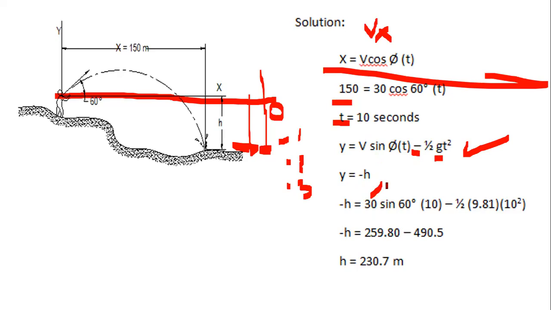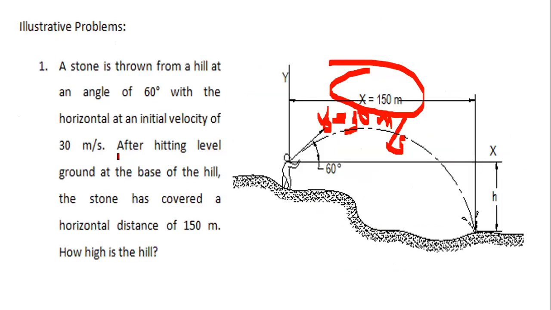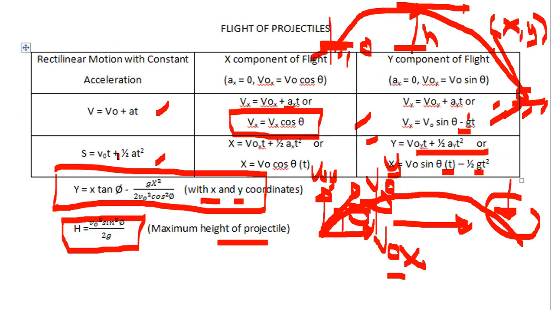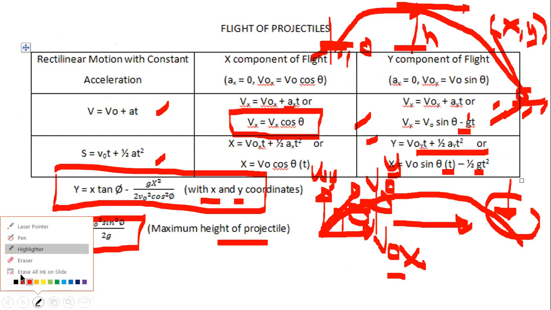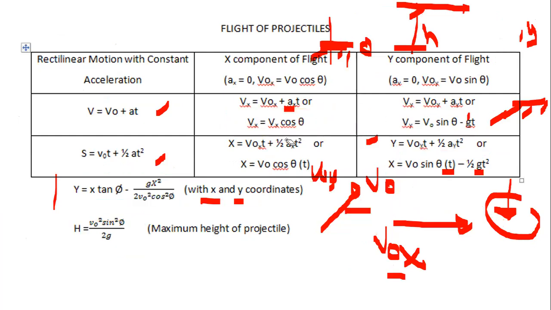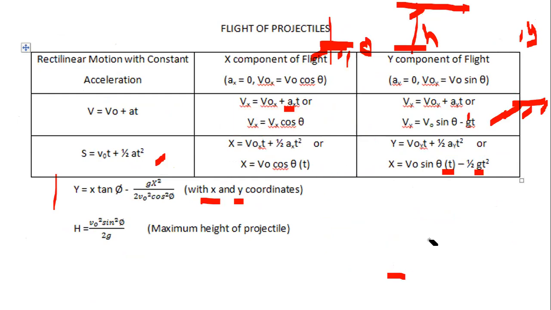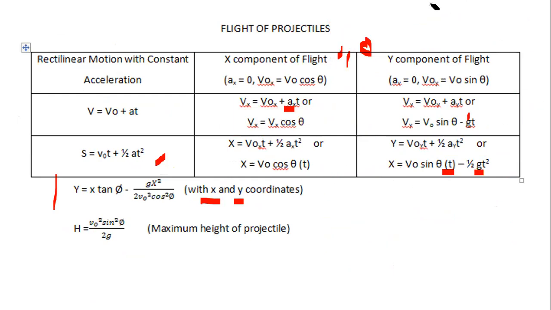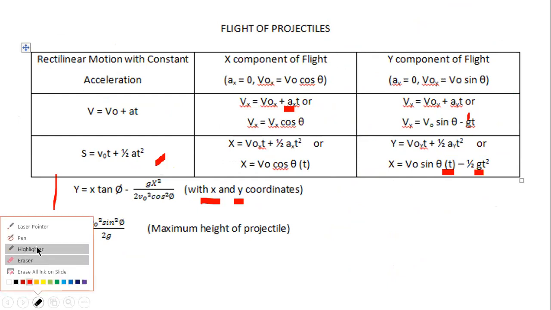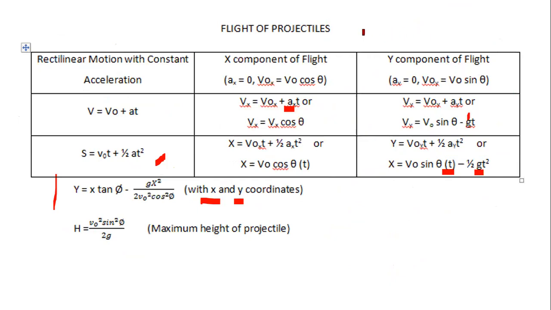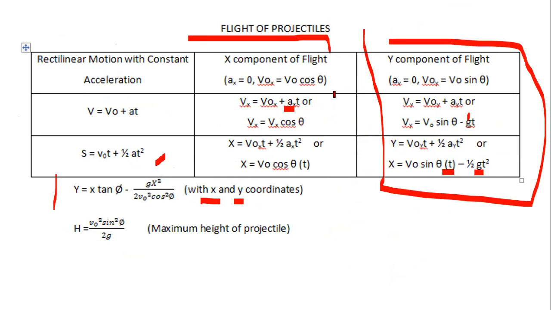The initial velocity is 30 sine 60. t is 10 seconds, already computed here. g is 9.81. With 10 given, we can compute h. As easy as that. So what do you need to memorize again? To remember this formula. You just have to remember all these formulas. Once you have the formula, then it's easy, especially this one for the y component and then the x component.